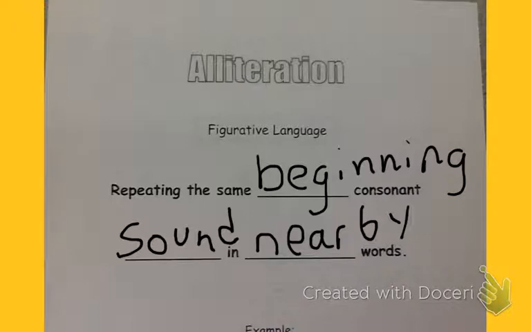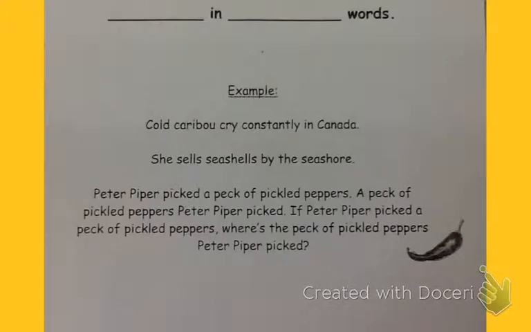Okay. For example, at the bottom of your page, cold caribou cry constantly in Canada. We are repeating this C sound. Cold caribou cry constantly in Canada. All these words are nearby, and we're repeating a sound at the beginning of the word. She sells seashells by the seashore. Again, at the beginning of the word. You could also count the S for shells and the S for shore.